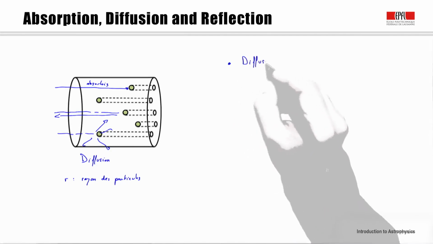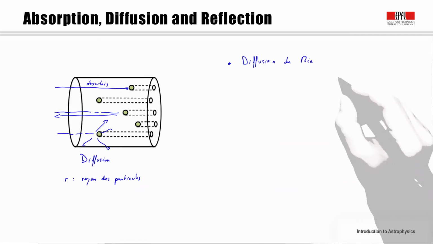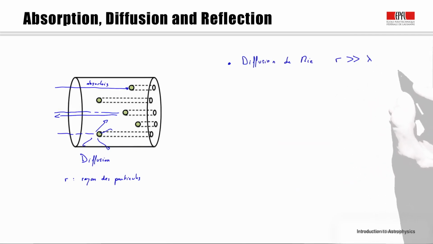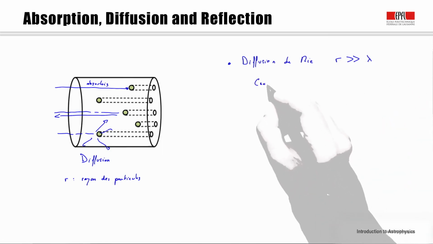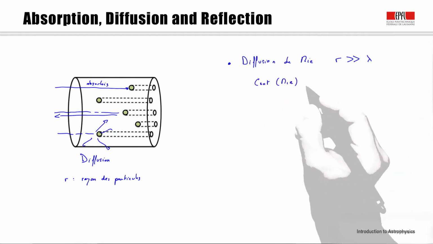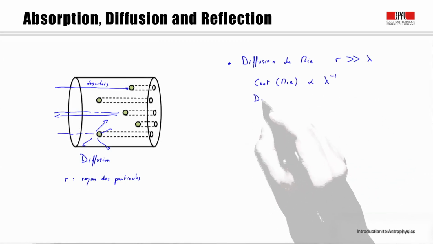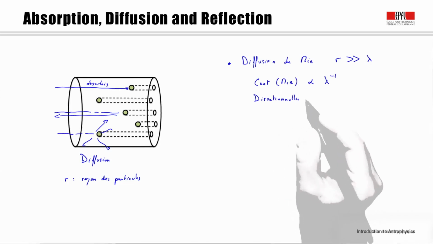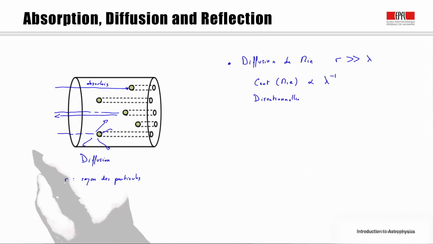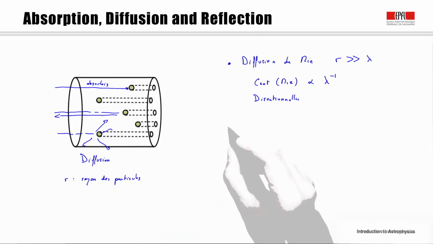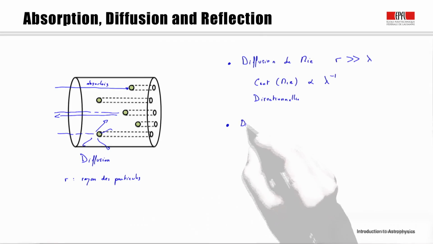The first type of scattering is the Mie scattering. It takes place when the radius of the grains is much larger than the photon's wavelength. In this case, the extinction coefficient is equal to the one given by the Mie scattering, which is proportional to lambda to the minus 1. Another property of this type of scattering is that it is directional. It is not isotropic. It means that photons do not scatter in a random direction. They rather scatter in a direction that lies closer to the incidence direction. This is the Mie scattering.